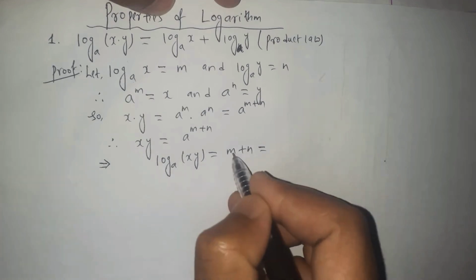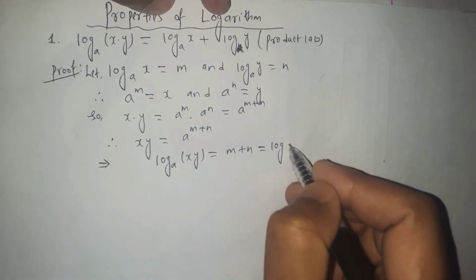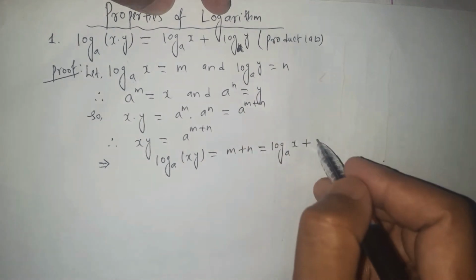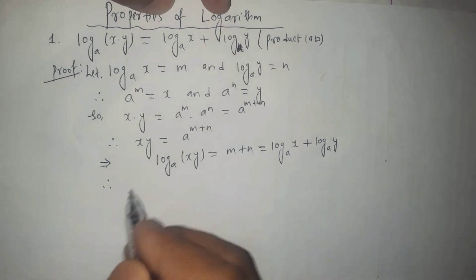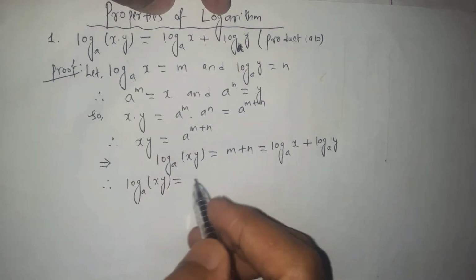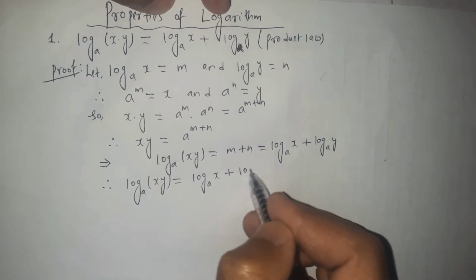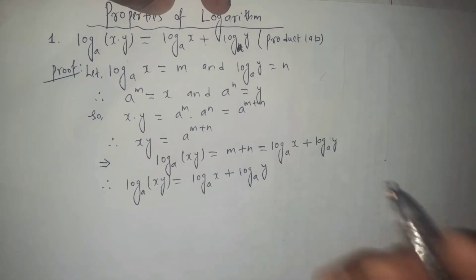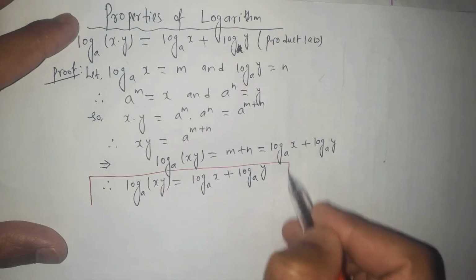The value of m was already supposed to be log with base a of x, plus the value of n, log with base a of y. Therefore we prove that the log of x times y with base a is equal to log of x with the same base a plus log of y with the same base a. This is the product law of the logarithm. Please remember this very important property.